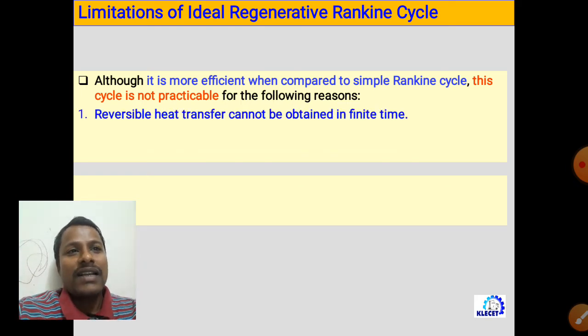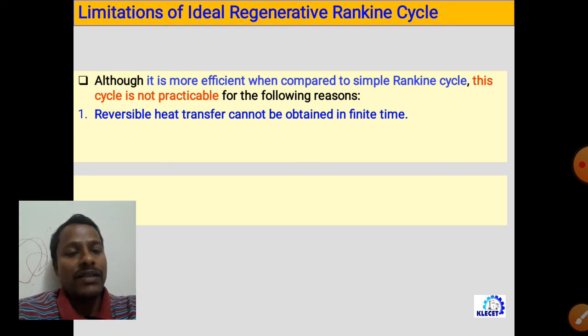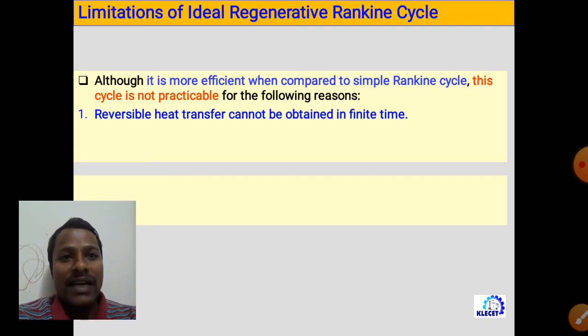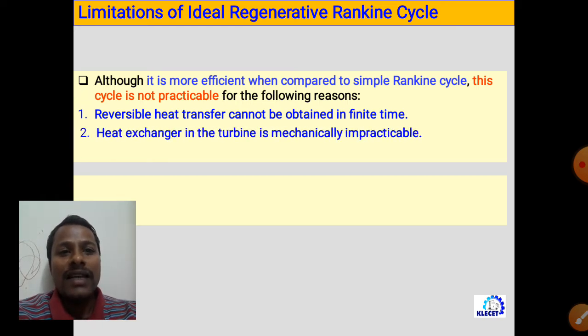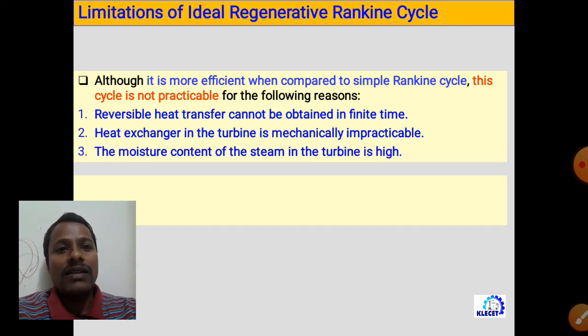The ideal regenerative Rankine cycle was not practically acceptable since the reversible heat transfer which takes place in the turbine casing between the steam and the condensate doesn't happen in a specified time. The second limitation is heat exchanger inside the turbine is mechanically impracticable. And third one, the moisture content of the steam inside the turbine is very high, which is undesirable as it causes erosion on the turbine blades.